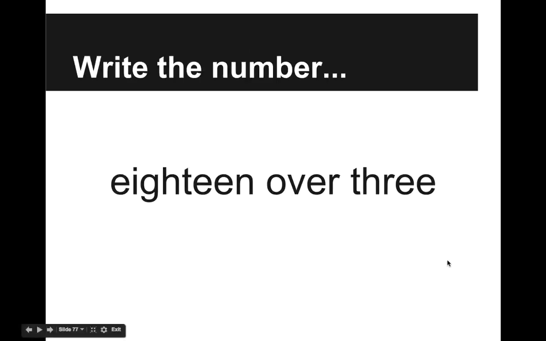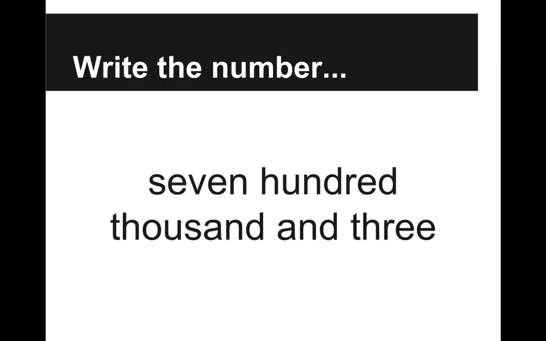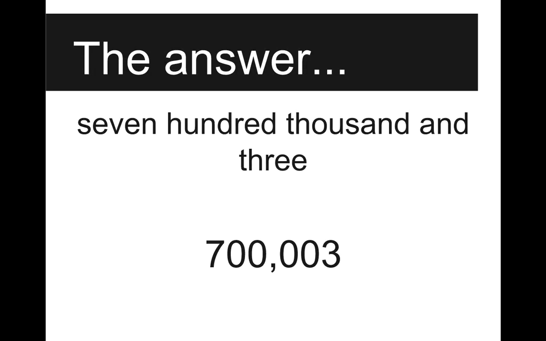Write the number 18 over 3. Your answer should be 18, a fraction line, and then the number 3. Write the number 700,003. Your answer should look like this, 700,003.